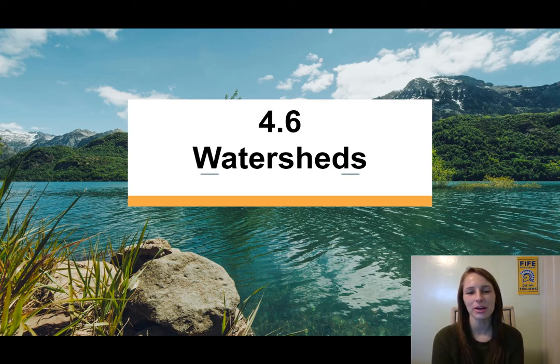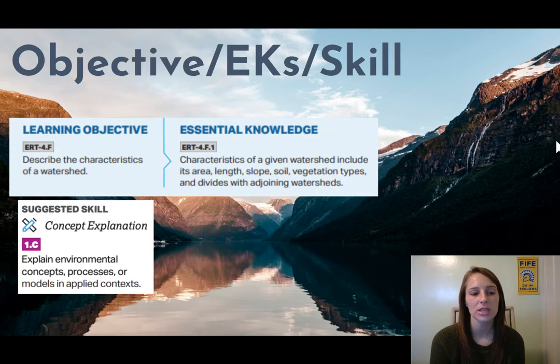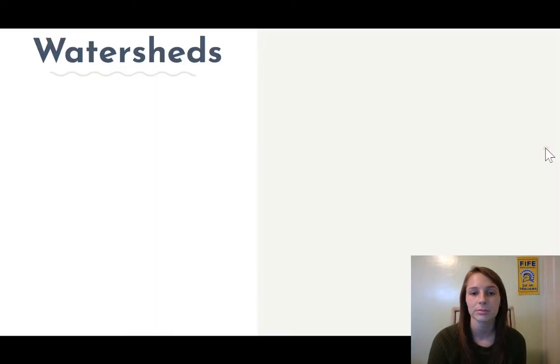Everyone, so today we're going to be learning about 4.6, which is about watersheds. And the learning objective for today is that you can describe the characteristics of a watershed. We're going to be learning the basics of watersheds and some of the different attributes and characteristics that determine this watershed and its characteristics. Let's first start out with some basics of what is a watershed.